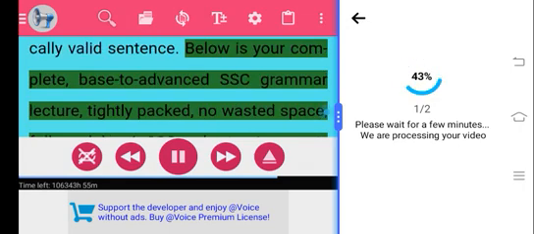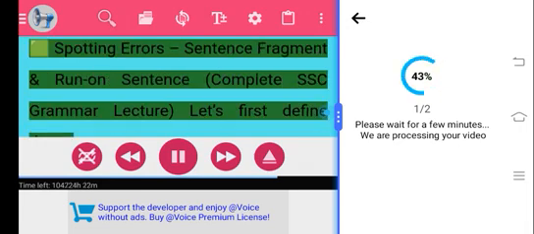Below is your complete, base to advanced SSC grammar lecture, tightly packed, no wasted space, followed by 4 SSC-style previous year questions with answers. This is your only study material for this topic. Spotting errors: sentence fragment and run-on sentence, complete SSC grammar lecture.